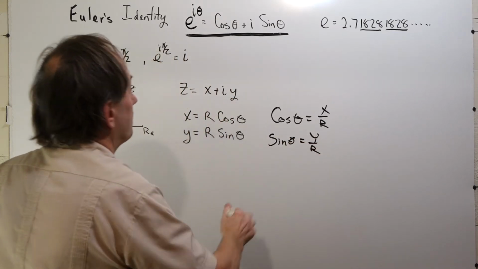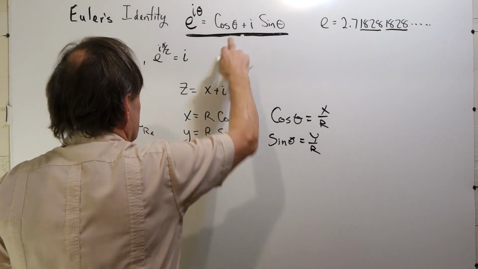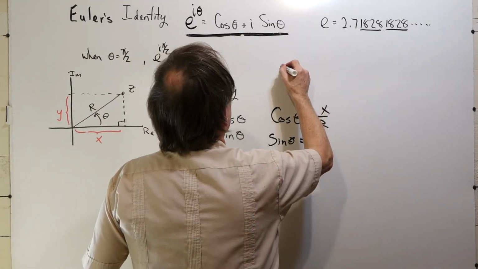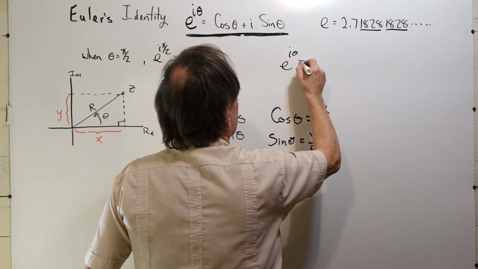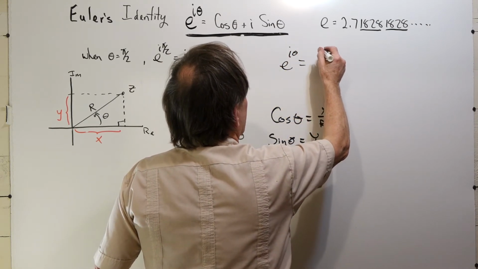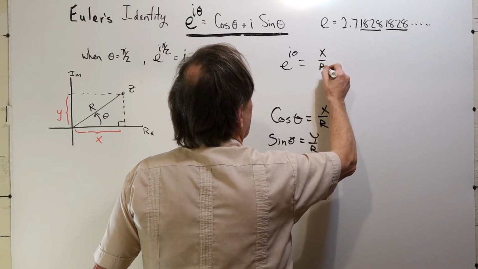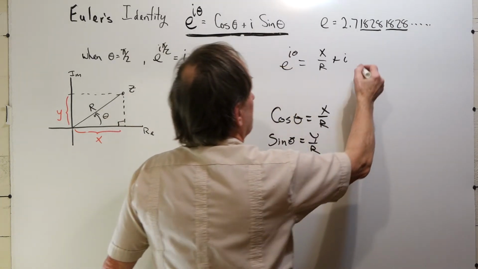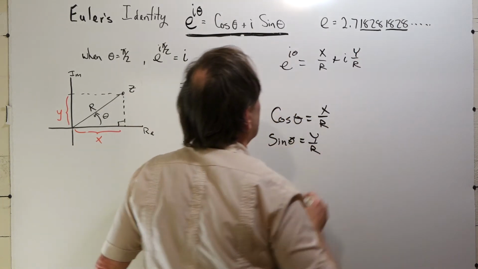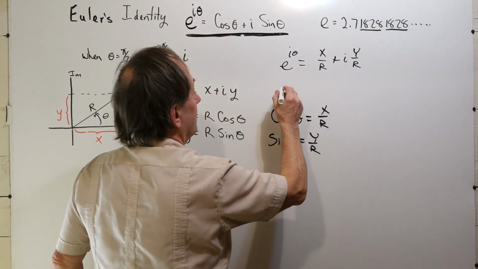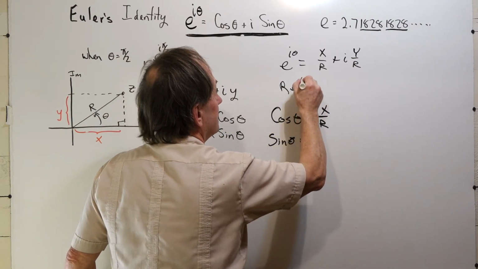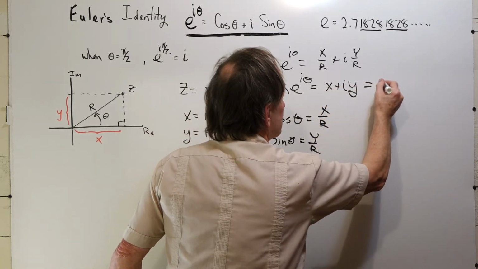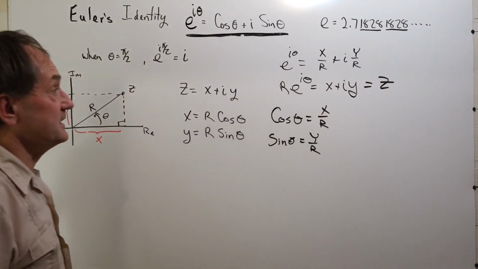Now, if we put these into Euler's identity, we end up with e to the i theta is equal to x over r plus i sine of theta, which is y over r. If we multiply through by r, we get r e to the i theta is equal to x plus iy, which is our complex number z.